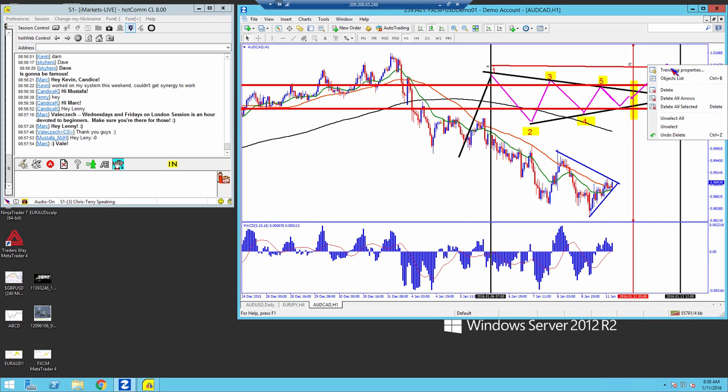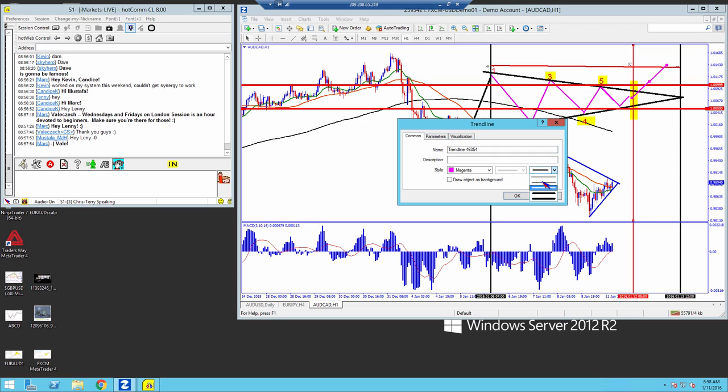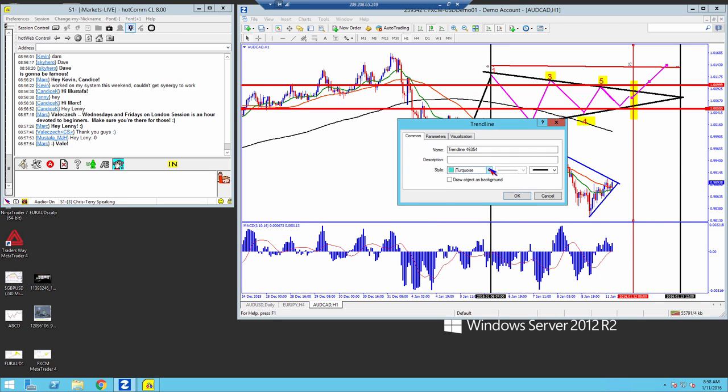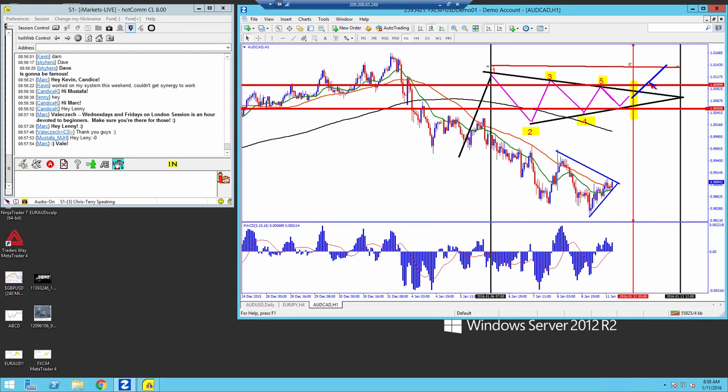Blue is up. Turquoise blue is up. And red is down.